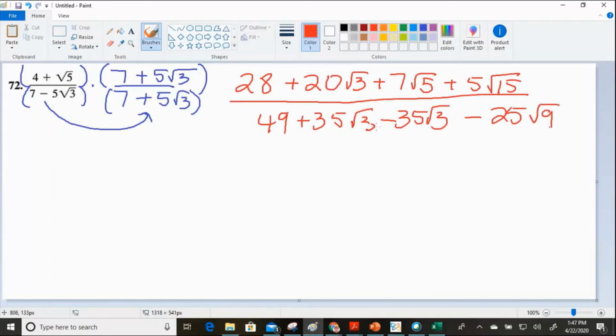Okay, so then I start simplifying. I look at the top. I don't see anything that can simplify. I can't add anything together because my radicals don't match. You have 3, 5, 15. That won't match. 15 will not go down. So I'm going to simplify the bottom. So technically, I could write this. It will not simplify.